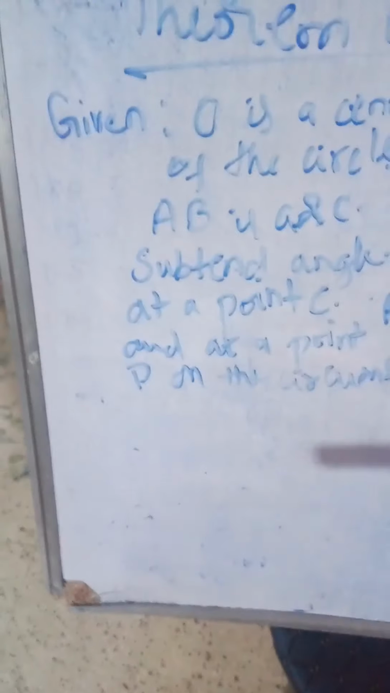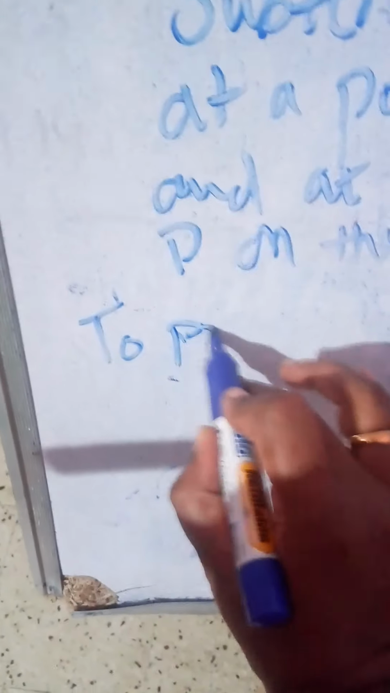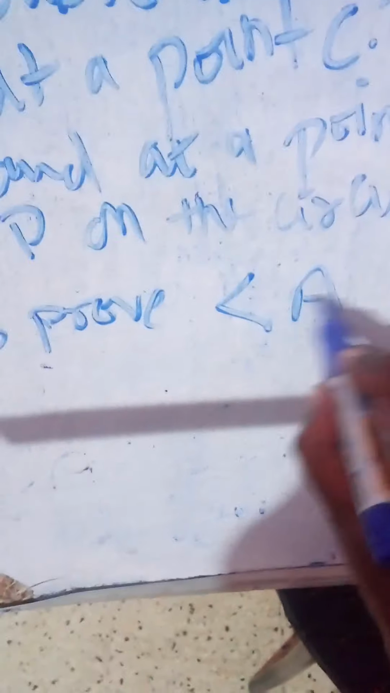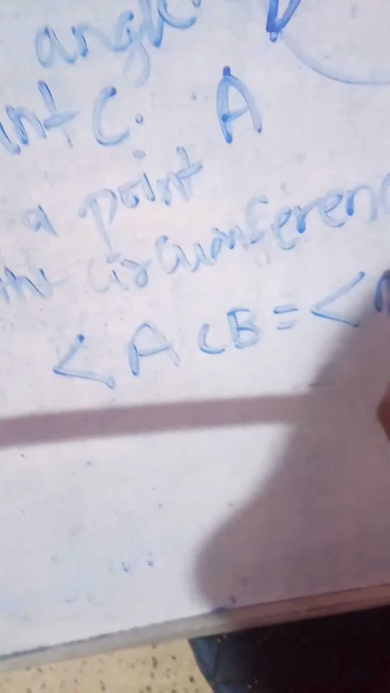What we need to prove? We need to prove angle ACB is equal to angle ADB. This is what we need to prove.